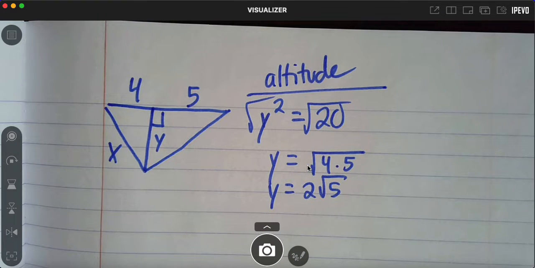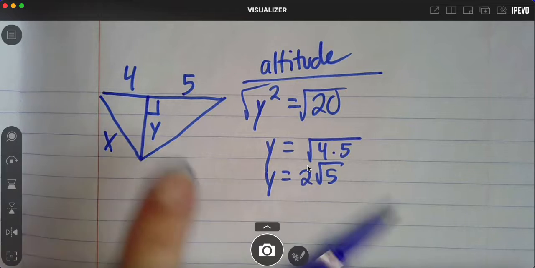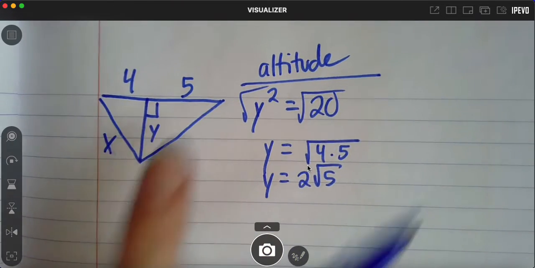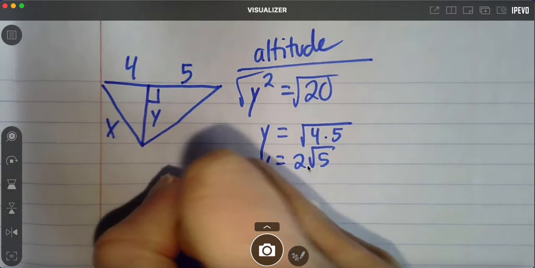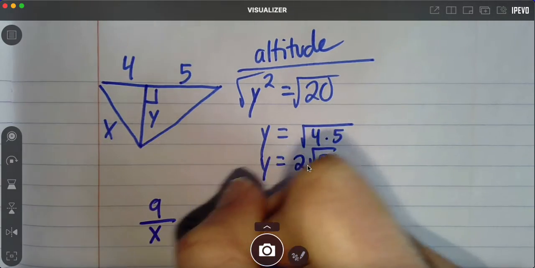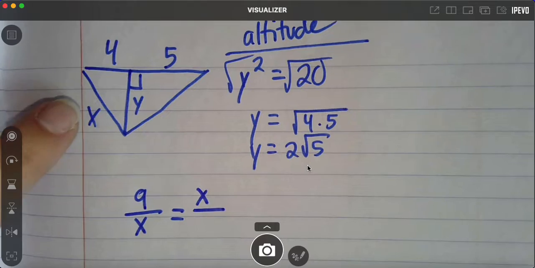Now let's go back to finding x. So remember, I take the length of the whole thing. What's the length of the whole thing? 4 and 5 is what? If I add them together, 9. So I put 9 over x. And then now let's look at the small triangle. X goes with the what?